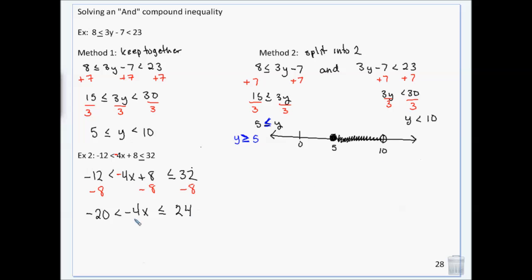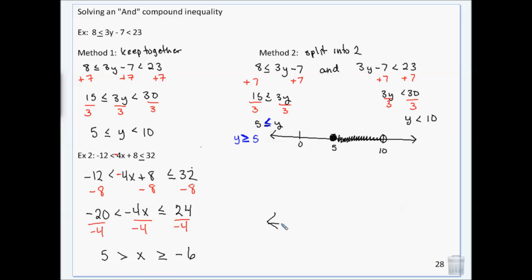And now I'm going to divide by negative 4, and I'm going to do that in all 3 places. And when I divide by negatives, I have to flip my inequalities. And I have to flip both of them, yes. So if you end up with a compound intersection like this that's all put together, and then you have to divide or multiply by a negative, you have to flip both of the inequalities.